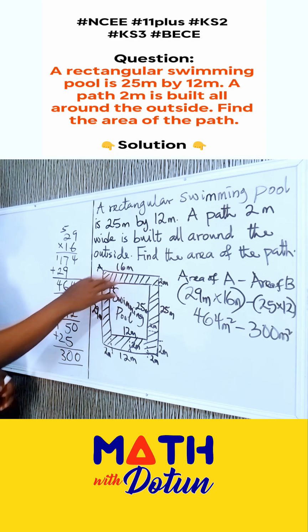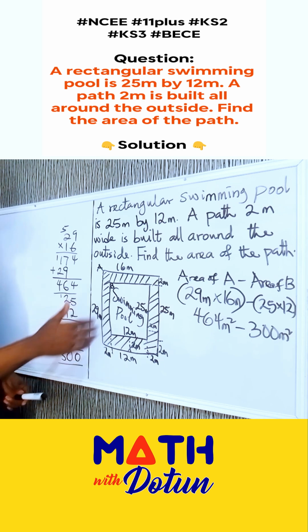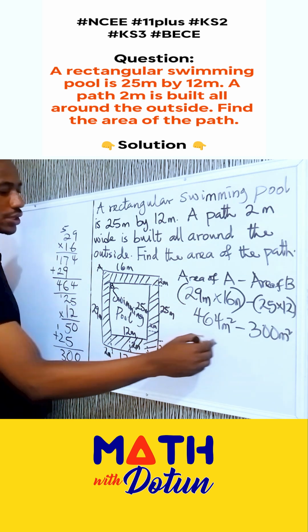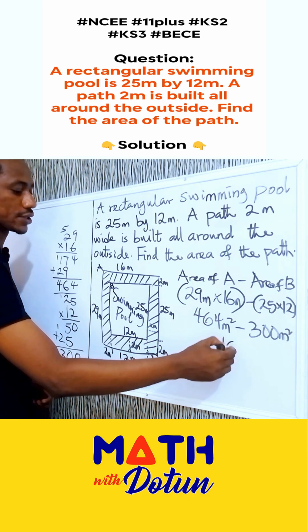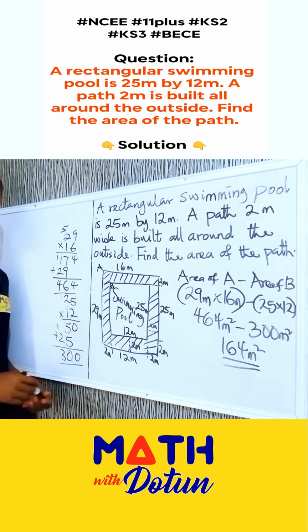So for us to know the area of the path, let's subtract. If you take away 300 from 400, you're left with 100, and then the 64 on top. So the area of the path is 164 meters squared. I believe it's clear.